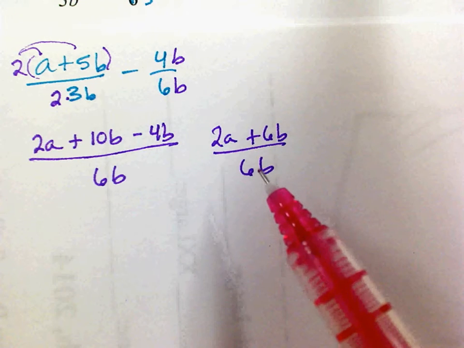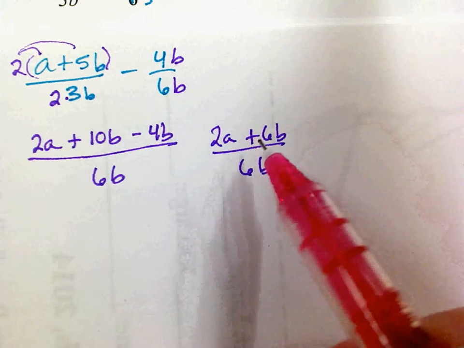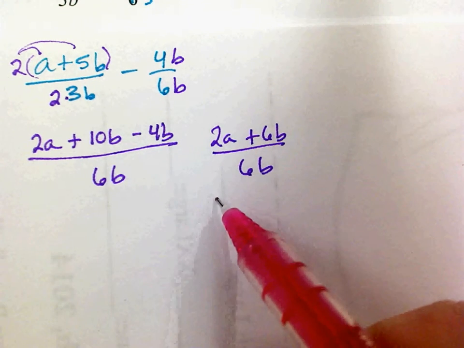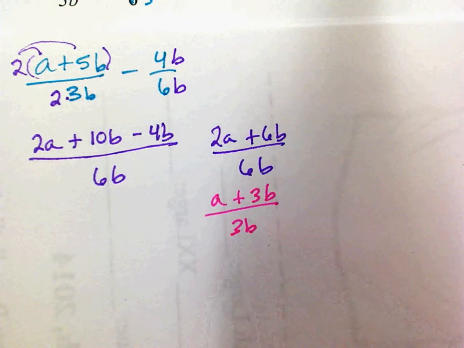Now, however, they're all divisible by what? 2, so I could divide everything by 2. If I divide everything by 2, what am I left with? A plus 3b over 3b. That's what we just said. You can't cancel out 6b's because it's addition, not multiplication. So the only thing I can do is divide everything by 2. A plus 3b over 3b. And there's my final answer.